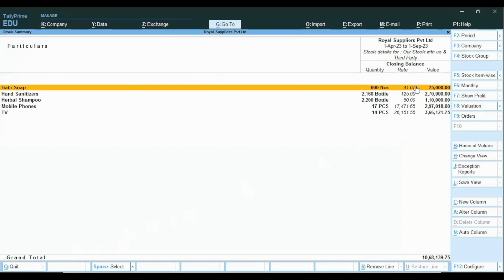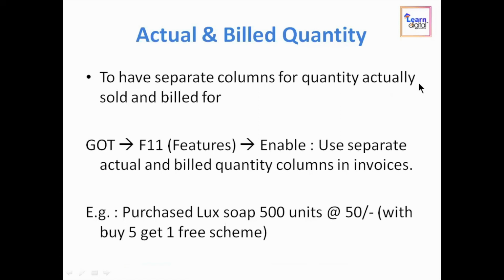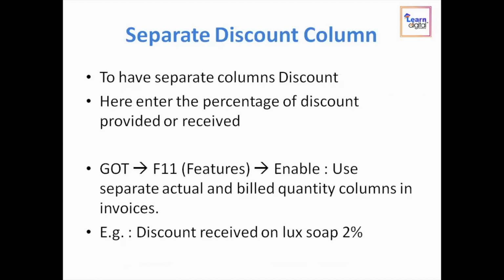So costing gets reduced to 41.67 paisa, not 50 rupees. So this is how you can enter actual and bill quantity invoices. The next feature is separate discount column.